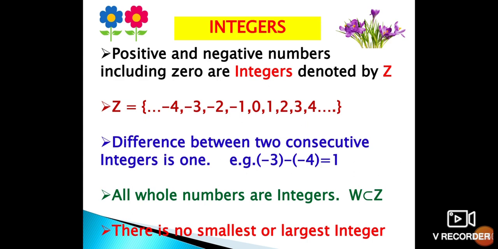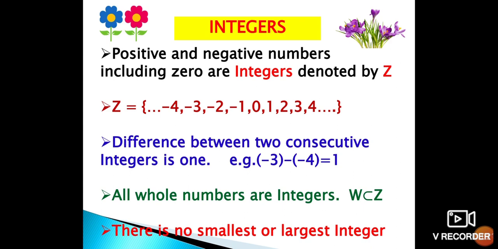Now let us see what integers are. Positive and negative numbers including 0 are integers, denoted by Z. Here we denote integers by Z, whereas natural numbers are N and whole numbers are W. Why do we represent the integers with Z? Z came from the German word Zahlen. Z stands for Zahlen, a German word meaning counting numbers. That's why we use Z for integers.